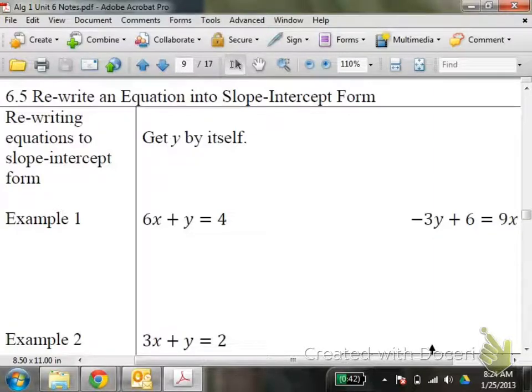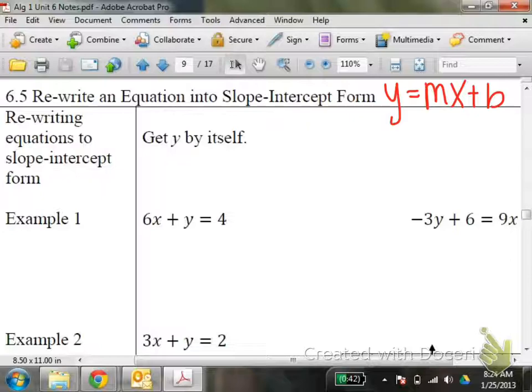Okay, so 6.5, we are going to be rewriting equations to put them in slope-intercept form. Our equations are going to have x and y both on the same side, but slope-intercept form has only y by itself, correct? What is slope-intercept form? Y equals mx plus b.